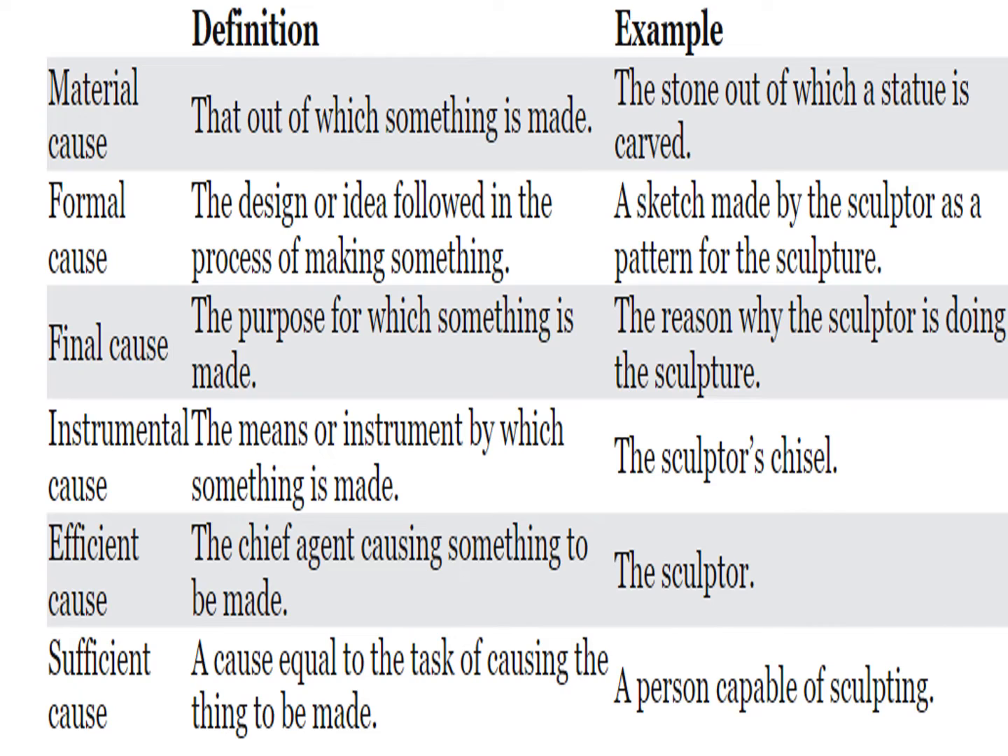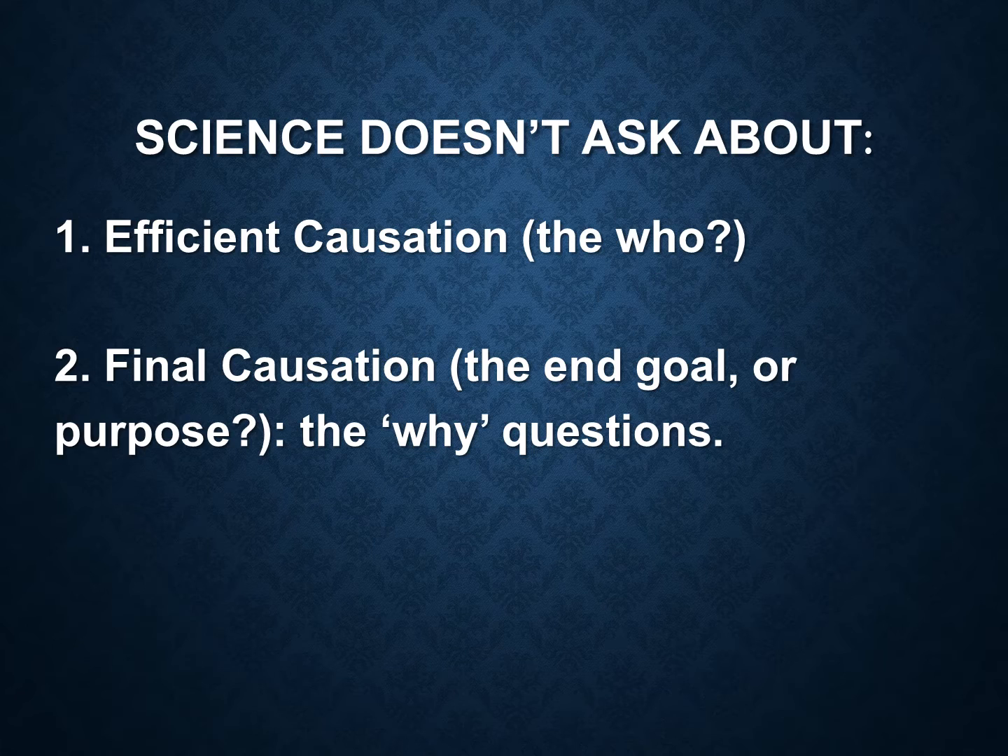Now, there's no doubt that when it comes to talking about arguments for the universe or design arguments, we are dealing with these causes. And when it comes to science these days, they do not deal with efficient causation. It doesn't ask about the who behind what they observe because they don't study any kind of personal agency. And they generally don't deal with any final causation, which is the end goal or purpose, the why questions. So we'd have to punt to another way to look at reality other than science to answer those questions, and that's where philosophy comes into play.